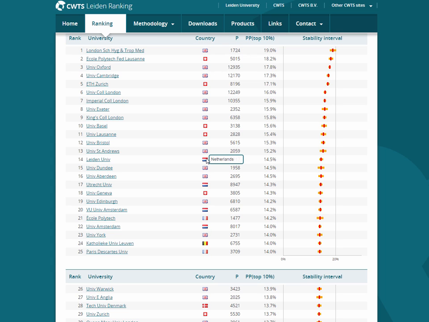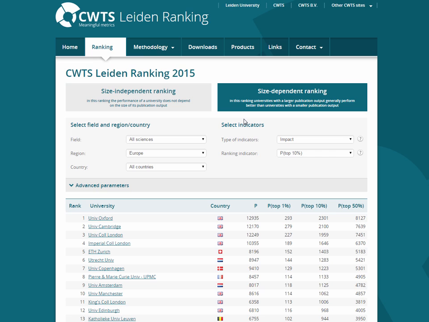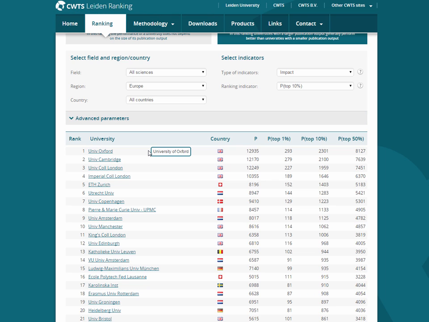If you look at the size-dependent ranking, so if we rank the universities based on the absolute number of frequently cited publications, we see that Oxford is on top with 2,300 publications that belong to the top 10% of their field and year, followed by Cambridge with 2,100 frequently cited publications.